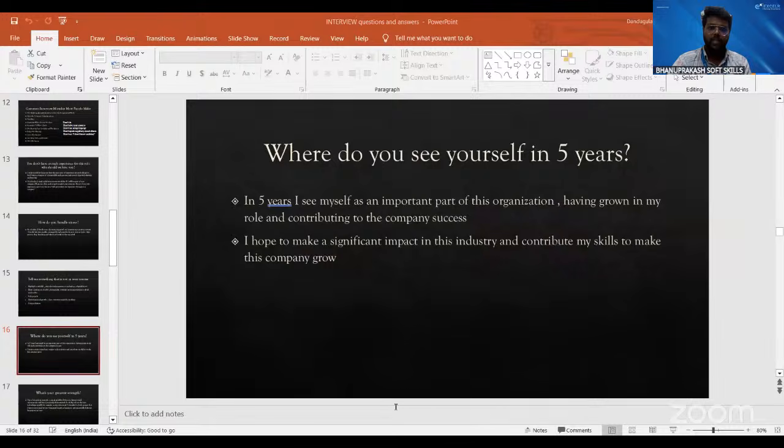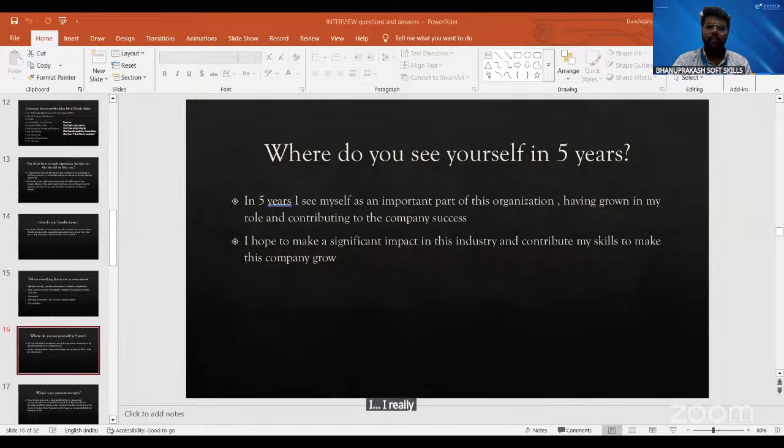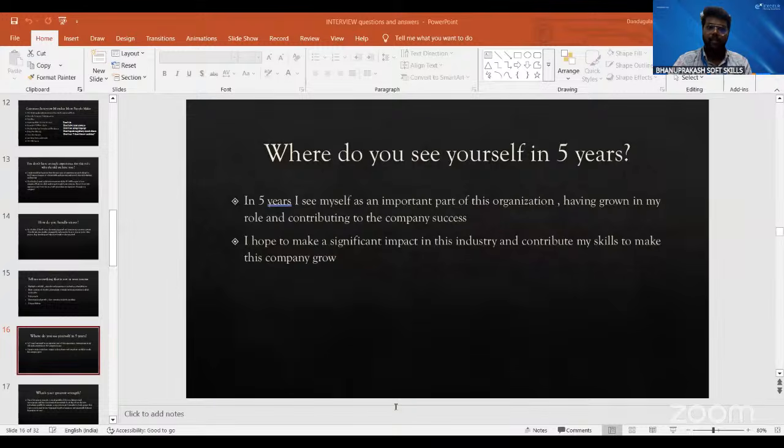Okay, in 5 years, I see myself in a responsible role where I can contribute meaningfully to the organization. I really found excellent answers from your end. I don't know whether you are giving them from your own. Like, I found everything good with your answers. If it is your own, then it's really good. ChatGPT. Okay.